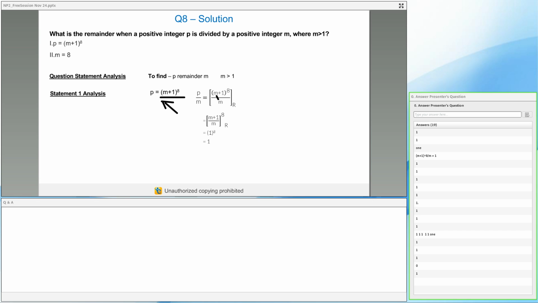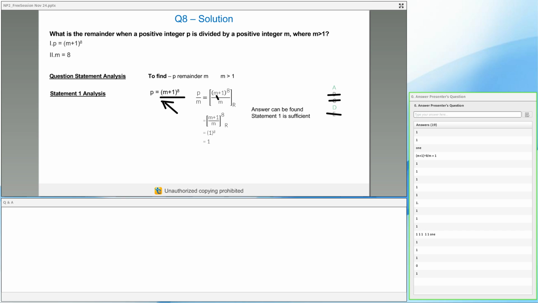If you bring back the power also, it does not matter because 1 to the power anything will give you 1. So since we want to find out the remainder, the answer in this case will be 1. And therefore, we can conclude that statement 1 is sufficient. Since statement 1 is sufficient, you can confidently say the answer cannot be B, C or E. You can eliminate those.